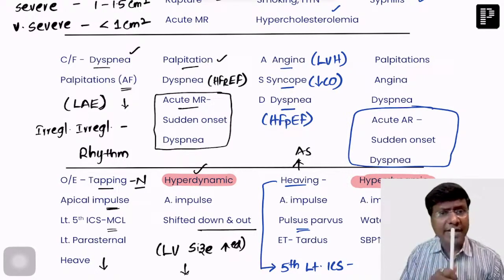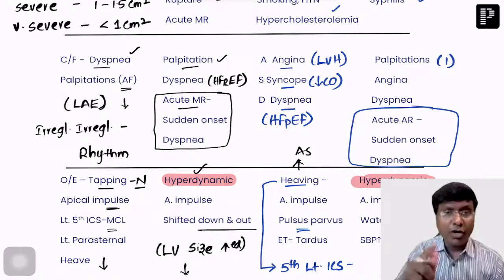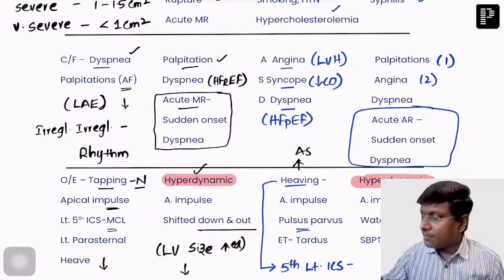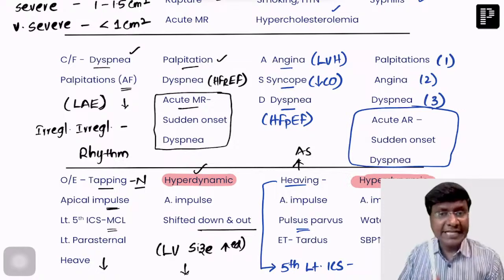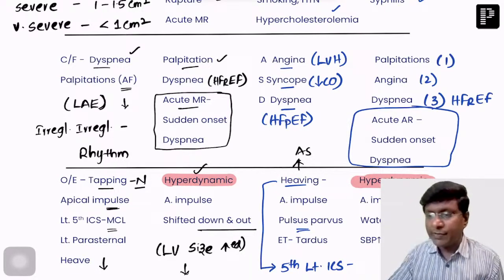In chronic AR or chronic MR, the first important symptom will be palpitations, followed by angina, followed by dyspnea. Why will they have dyspnea? That is due to pulmonary edema. Why is there pulmonary edema? That is due to heart failure. And what type of heart failure do you have in AR? Heart failure with reduced ejection fraction.